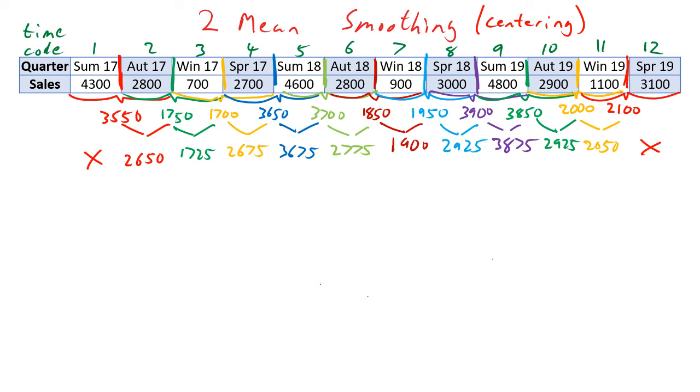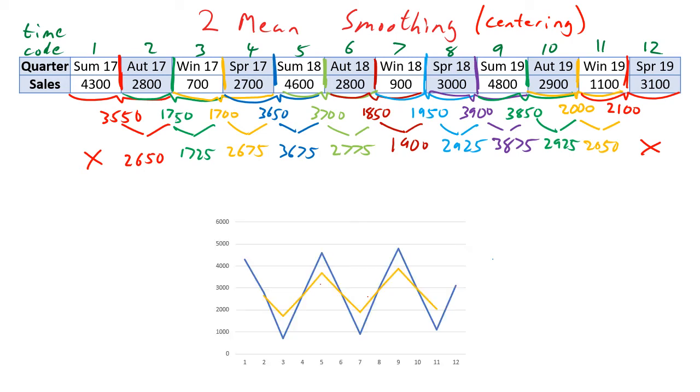So that second step that we did where we averaged the averages, as it were, is the centering. If we look at our graph, it looks like this. Not the smoothest thing in the world, but there we go. Next, onto the 4 mean smoothing, which should actually give us a great result, hopefully.